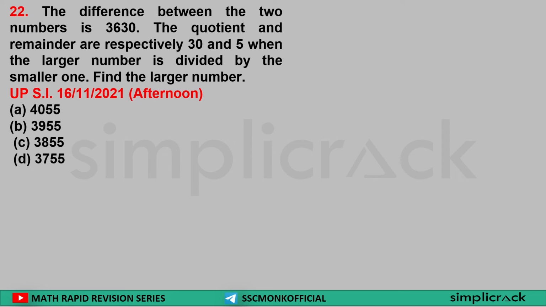The difference between the two numbers is 3630. The quotient and the remainder are respectively 30 and 5 when the large number is divided by the smaller number. Find the large number. Now, very basic question. It is homework.